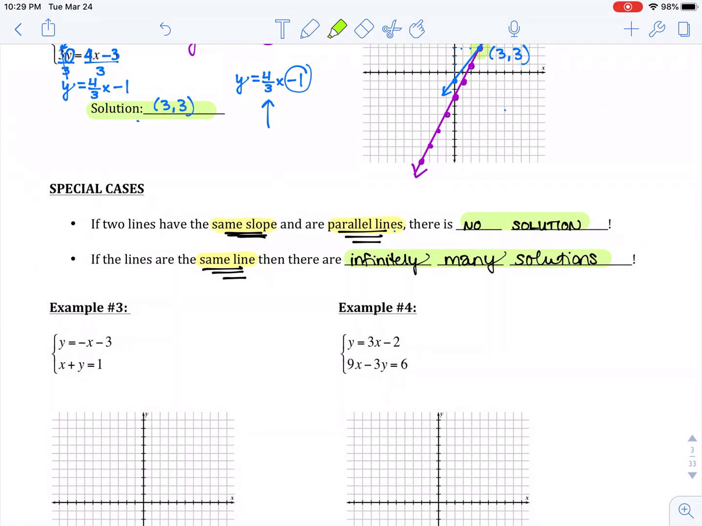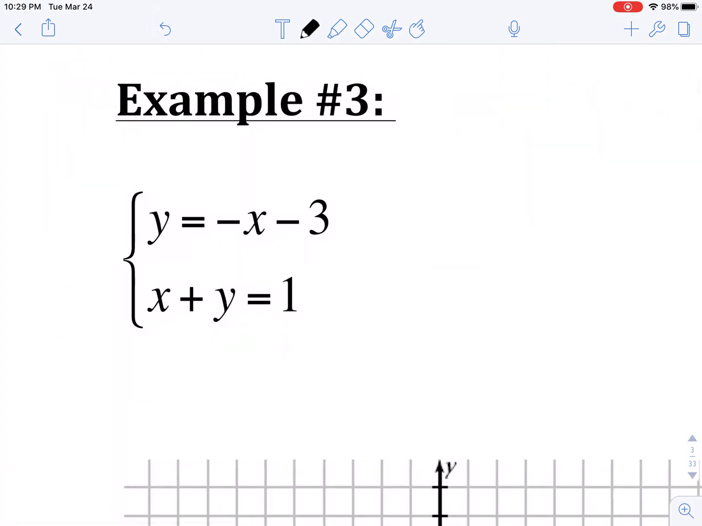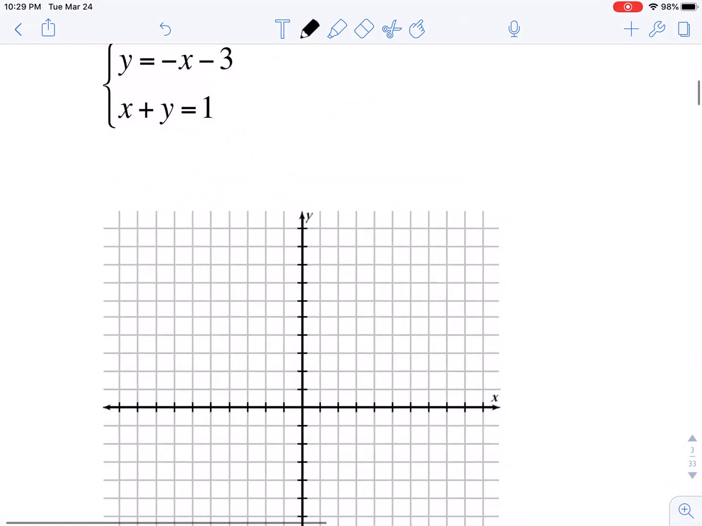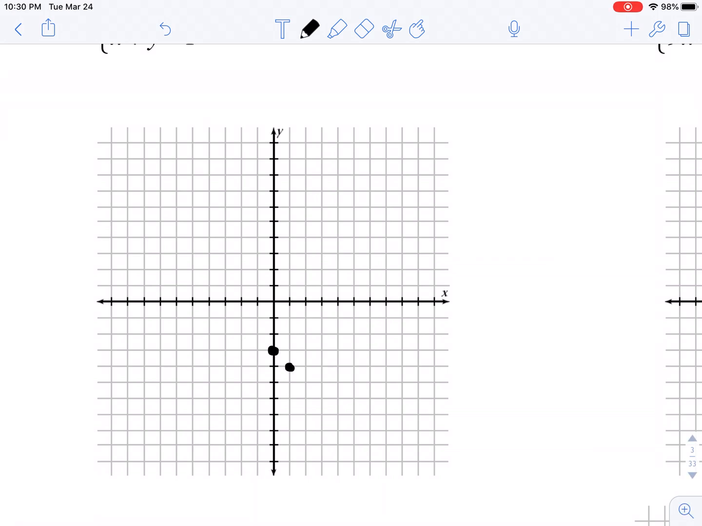So let's take a look at these examples. For example 3, the first line we can graph as is, y equals negative x minus 3, right? We begin with b, so we begin down 3 units from the origin. That slope of negative 1 is really a negative 1 over 1, so that's down 1, right 1. So far, we've done nothing different with this system than with the other two.